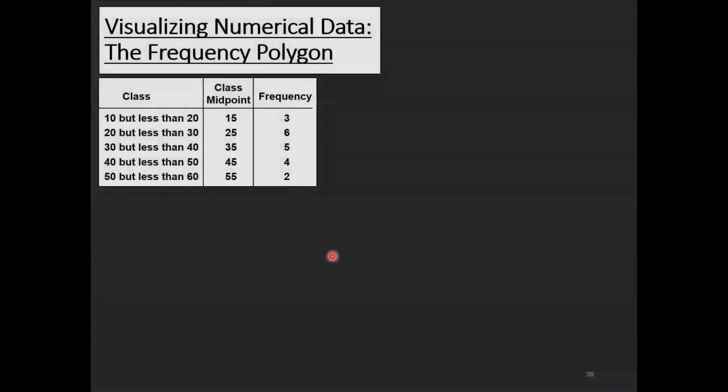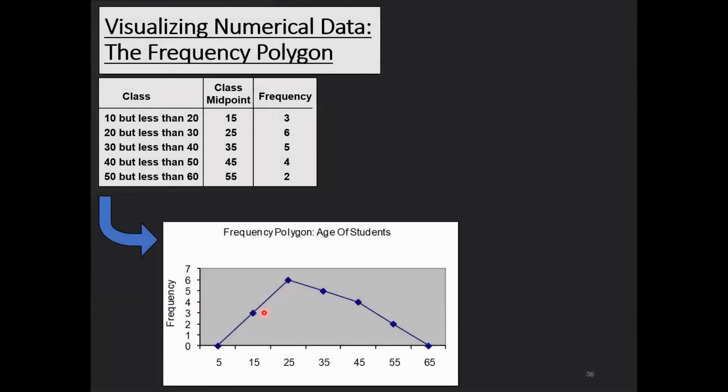So what would a polygon look like for this particular example? This would be your frequency polygon. You start at 5 with frequency 0, then you move up to 15. That is, your class midpoint is 15, and there are 3 points. If your class midpoint is 25, there are 6. That's why it's represented by 6. If your class midpoint is 35, there are 5. So that's your frequency polygon.